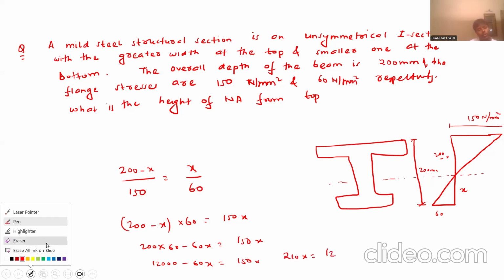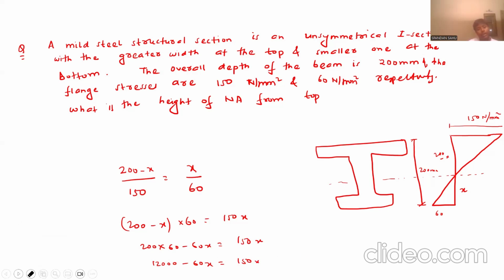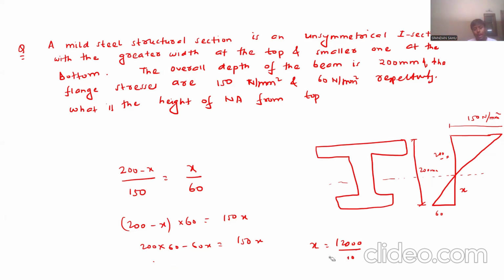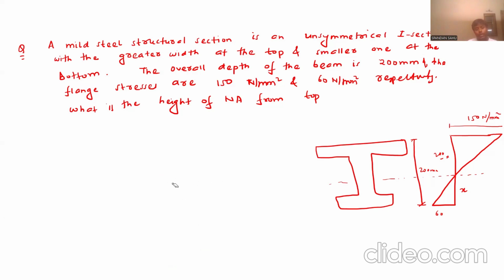So x will be how much? Just simplify and give me the value of x. So x will be 12,000 by 200. Or, since they have asked the value from the top, let us simplify this by taking x directly for the top and 200 minus x for the bottom.